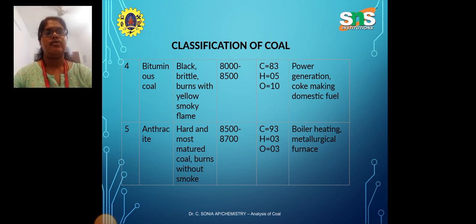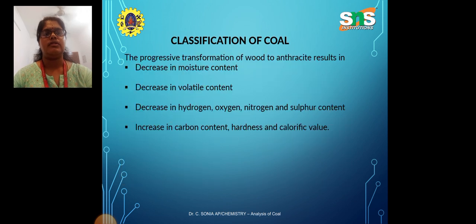And next is the anthracite. This is the highest ranking fuel and it's hard, the most matured coal, and burns without smoke. It has a calorific value ranging from 8500 to 8700, carbon 93, hydrogen 3, and oxygen also 3. It is used in boiling, heating purposes, and metallurgical furnaces. So the progressive transformation of wood to anthracite results in, as we see from the properties, a decrease in the moisture content.